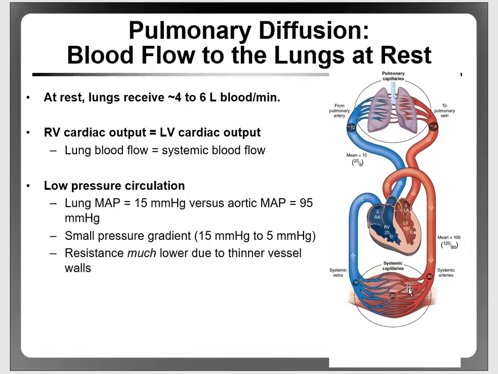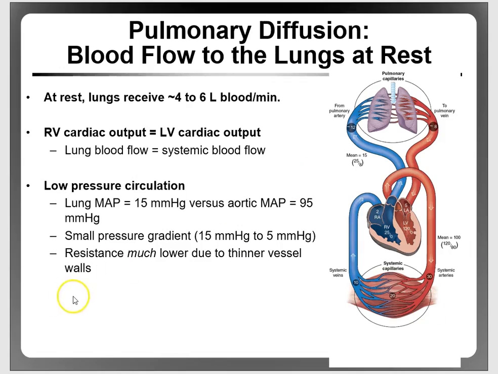And also the resistance is going to be much lower because these are thinner walled vessels, so it's going to be easier for blood to flow through. And this is, of course, due to there being much less smooth muscle tissue in these thinner walled vessels.